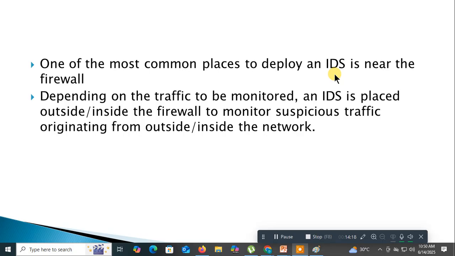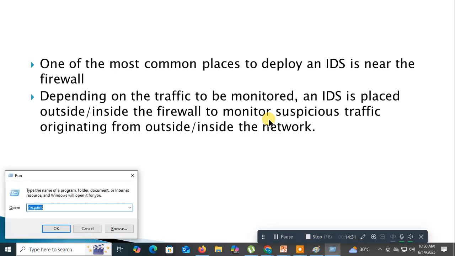Depending upon the traffic to be monitored, the IDS is placed outside the firewall or inside the firewall. Outside the firewall or inside the firewall. I will show you one more time how the network looks.